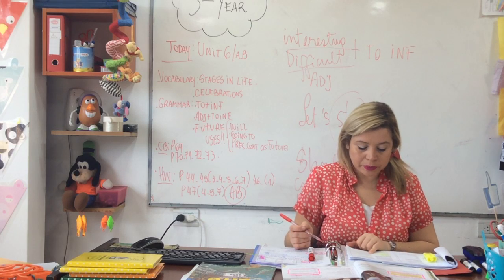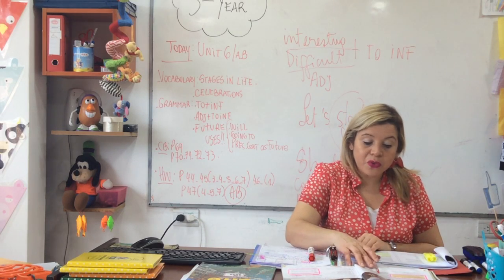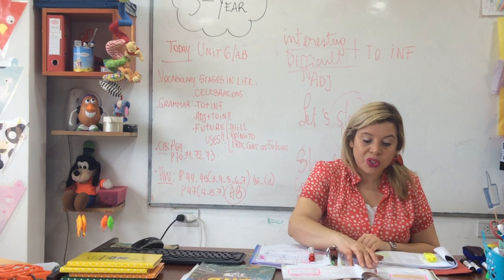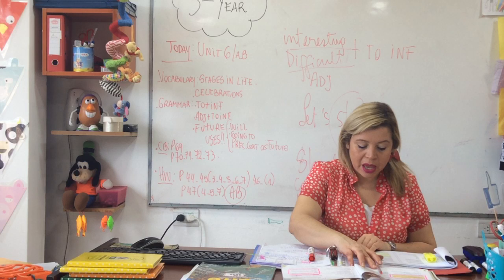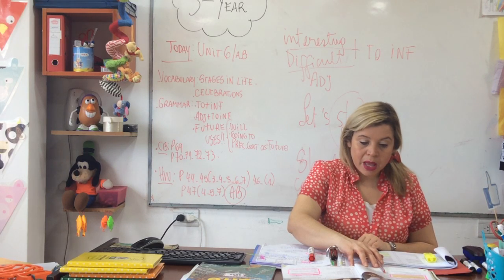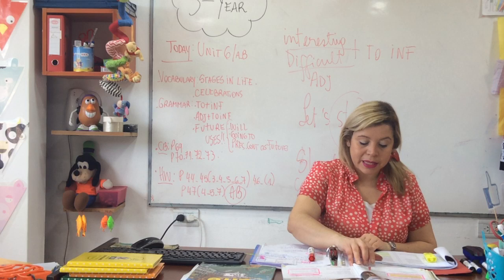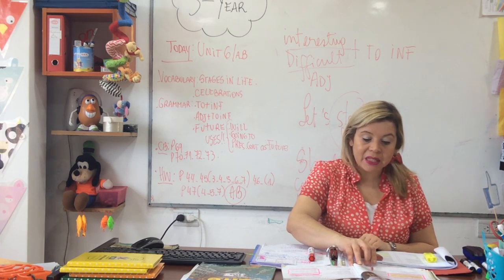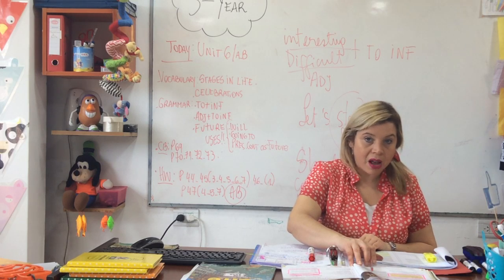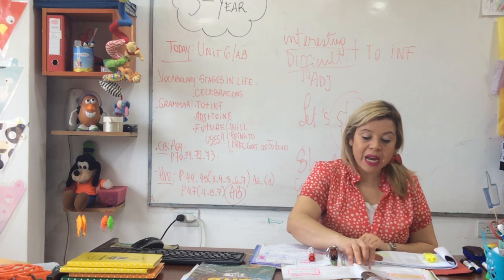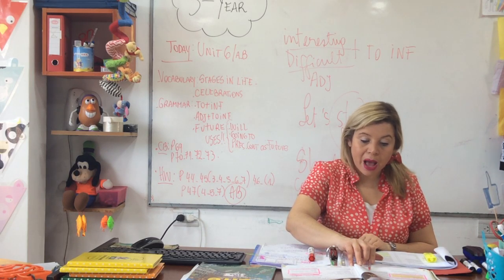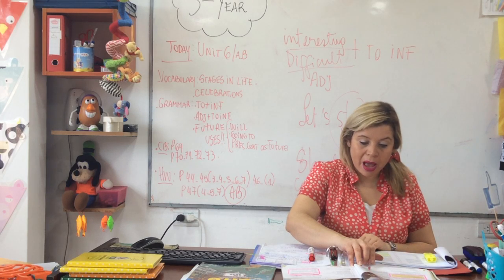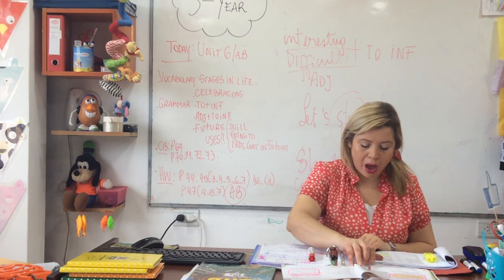Good. Number 5, should relax. Number 6, to sit, want to. Number 7, difficult to buy. Number 8, can't. It's another modal verb, can't afford. Number 9, to buy. I am saving money to buy a new house.